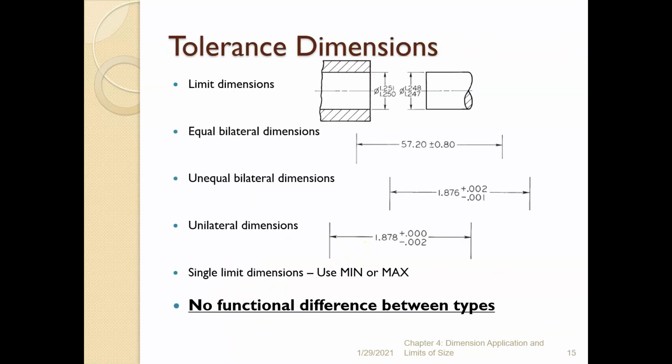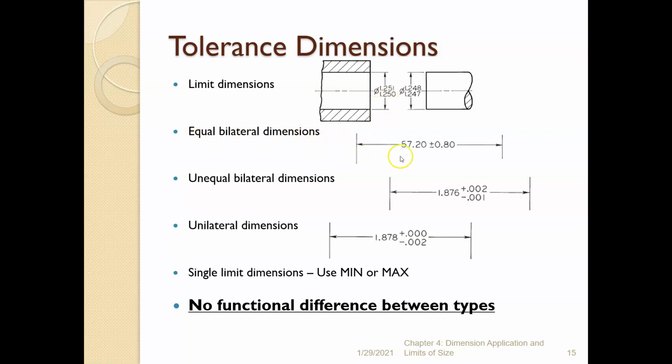All right, now moving on to tolerance dimensions. There are, count them, 1, 2, 3, 4, 5 different types of tolerances that we can use in an engineering drawing. Limit dimensions show the upper limit of size and the lower limit of size stacked on top of each other or alternately in a line. Okay, that's acceptable as well.